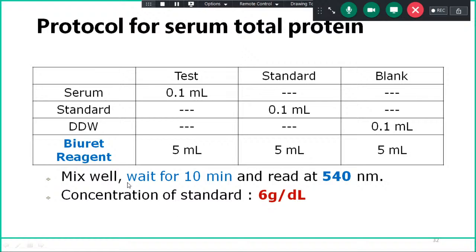Okay, then we will mix it and wait 10 minutes as the incubation period, and after that we will take the reading at 540 nanometers in the colorimeter. So why are we using a blank? We are using a blank because the reagent will have some color of its own. So to balance for or to know the intrinsic color of the reagent, we are using a blank.